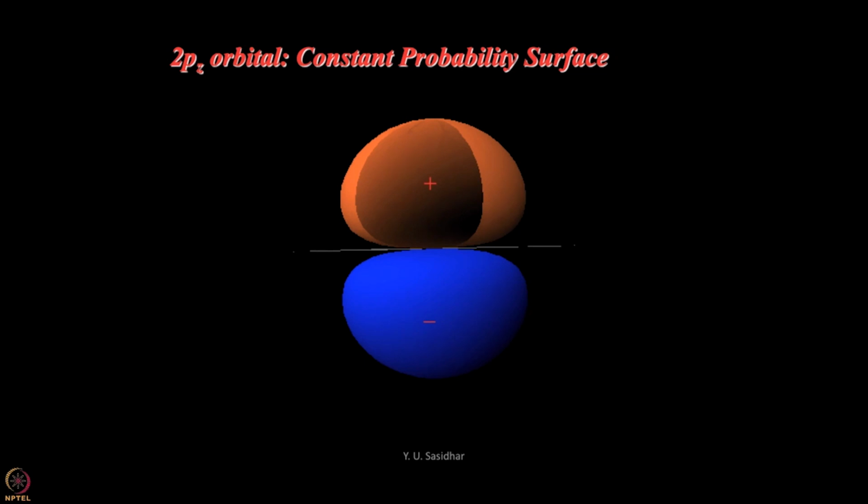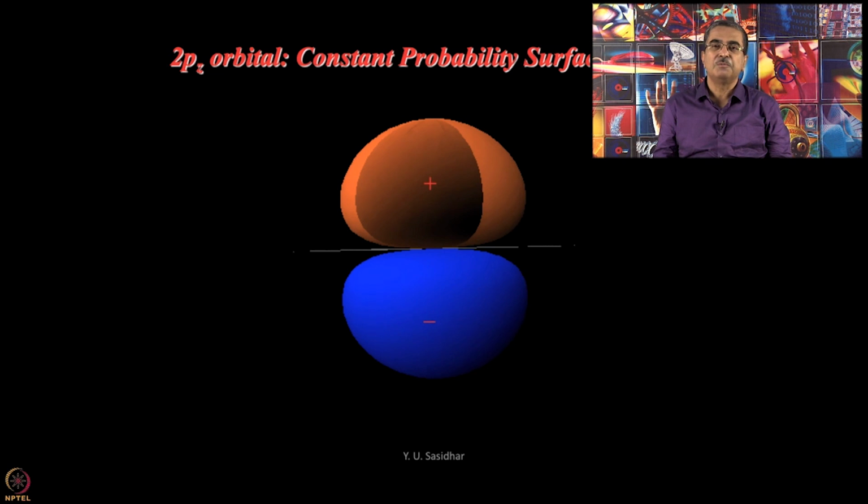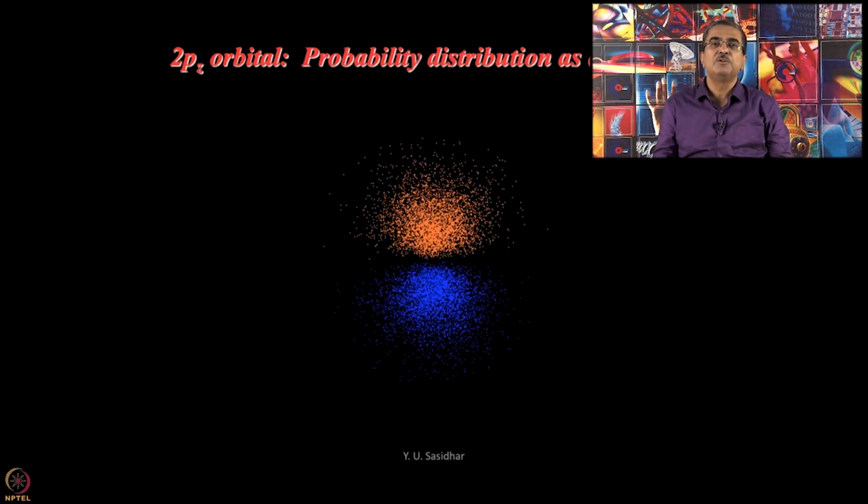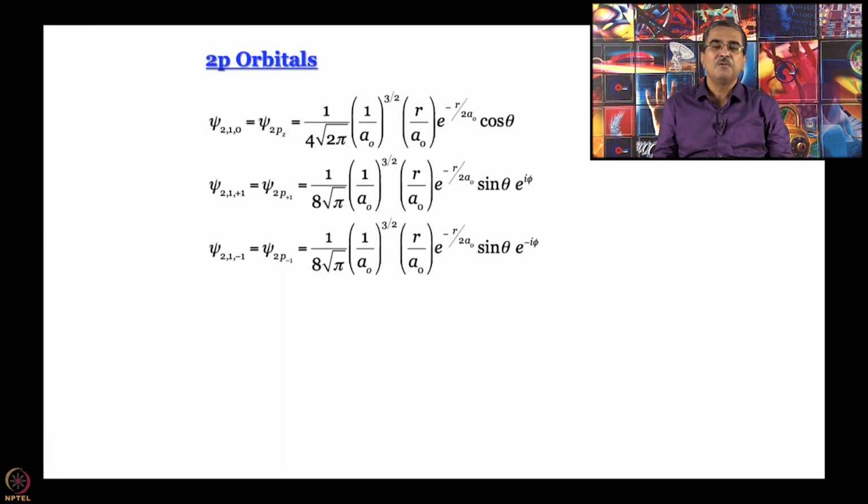So, when you want to work out things like bonding and all, you would better know what probability is. Now, this is another way of drawing the probability distribution as dots. We are now familiar with this. Now, we come to a peculiar problem.